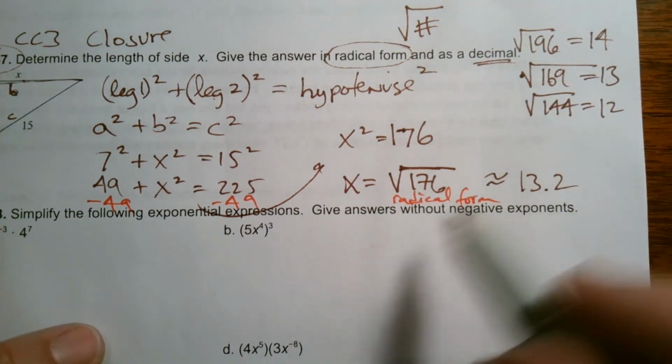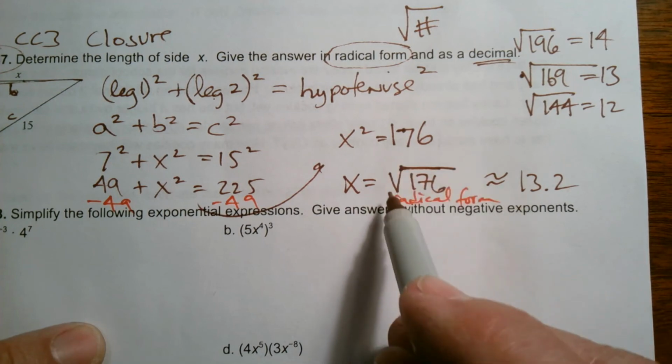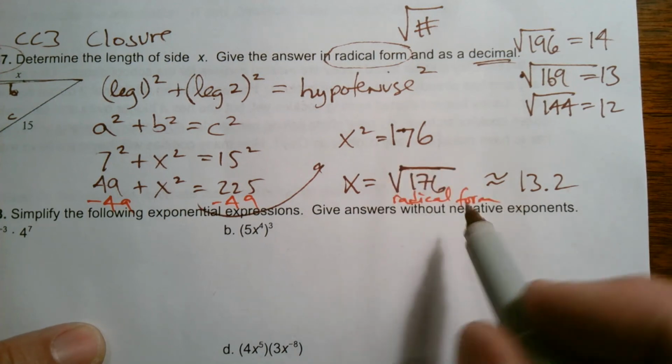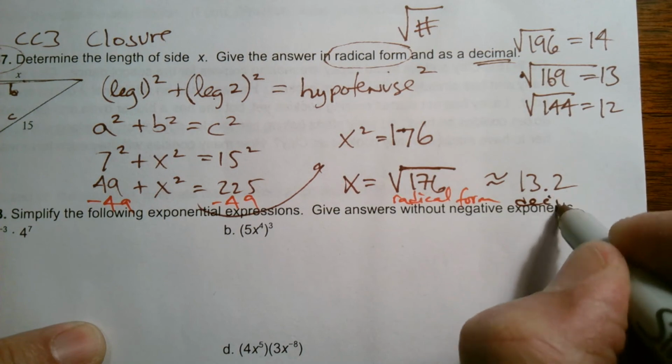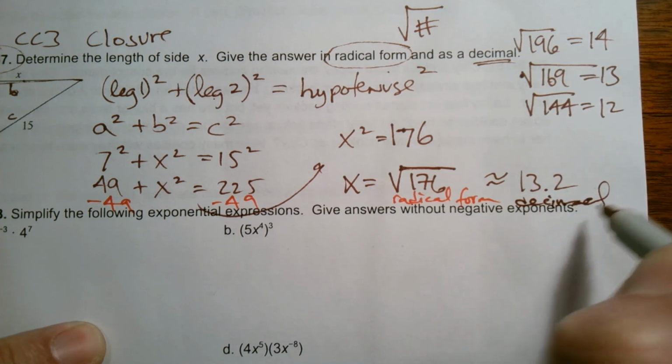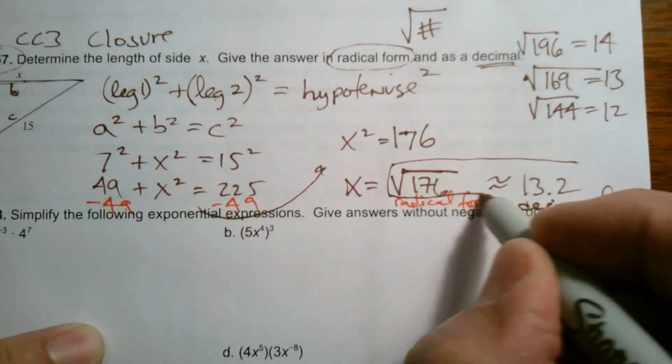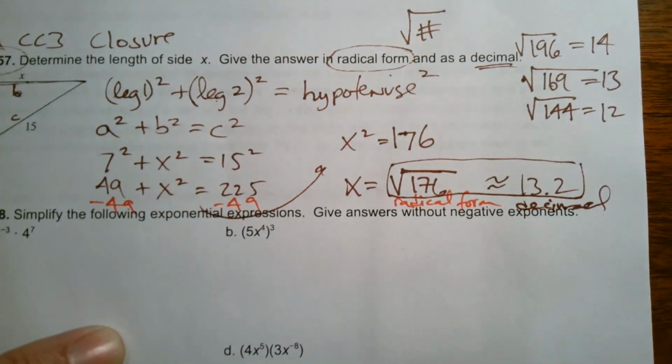Or we could use our calculator and use the square root key and get an approximation. So this would be considered decimal form. Okay, decimal form. So you got your two answers, radical form and decimal form. All right, there we go.